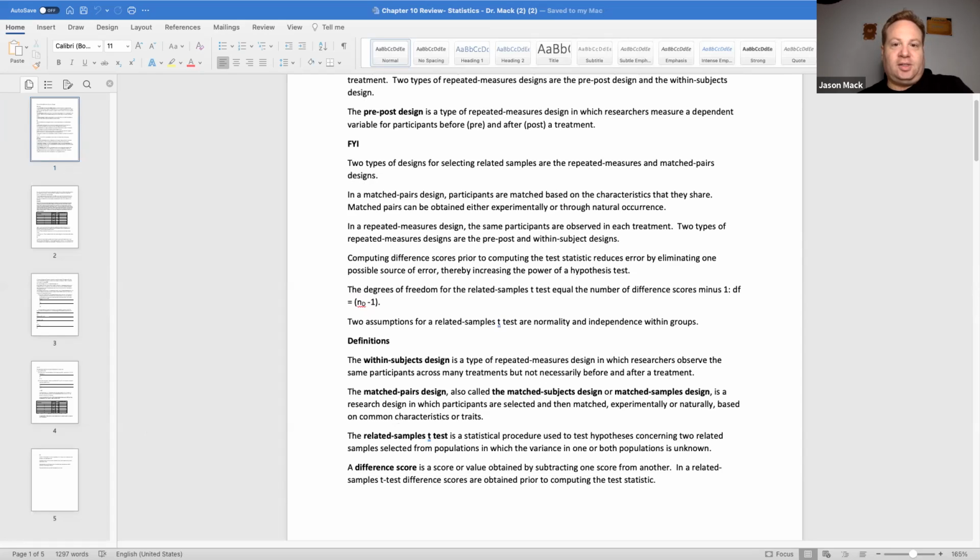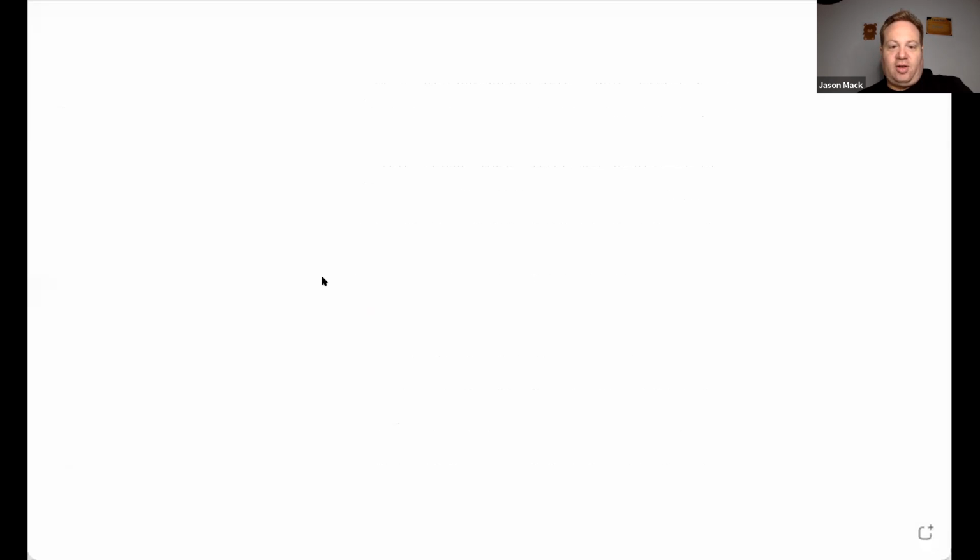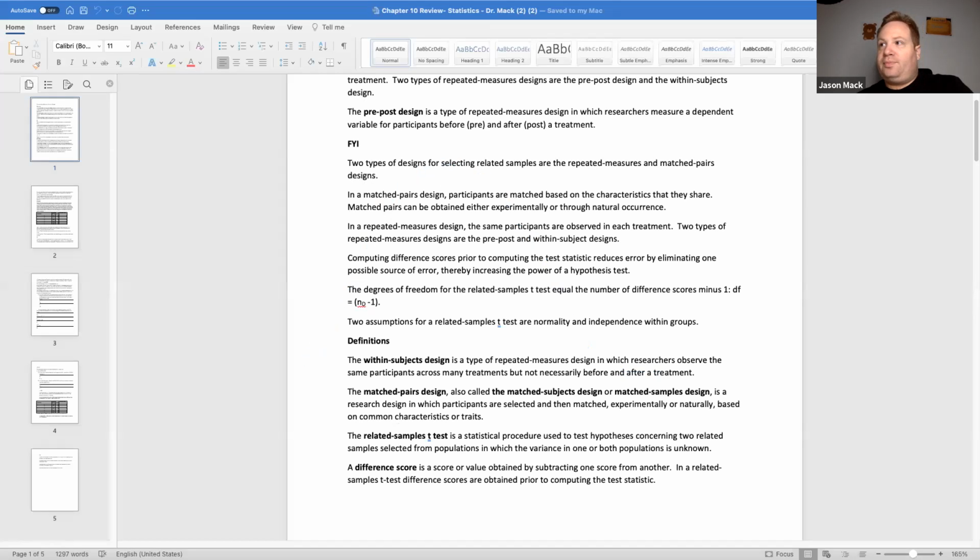like this. This is normality right here. Normality, okay, regular bell-shaped curve. All right, so just to be clear about what normality is, and going back here. And independence within groups, so they're independent of each other.